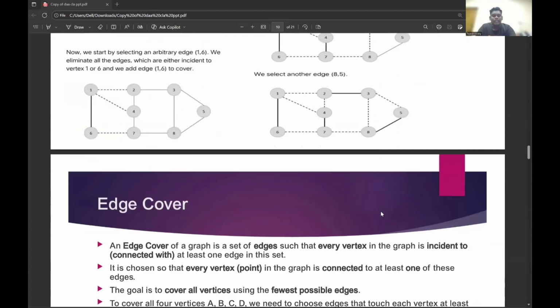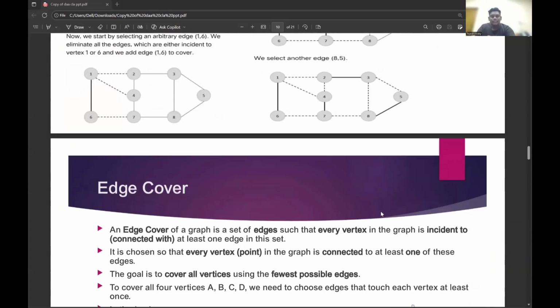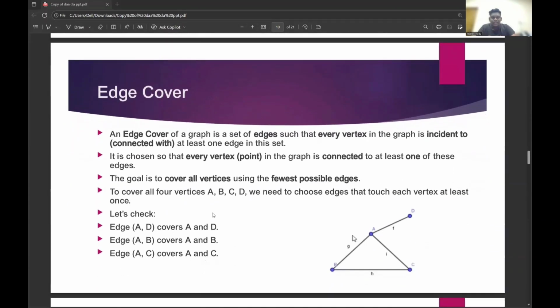And let's go to the edge cover. Edge cover is nothing but the opposite idea of vertex cover. An edge cover is a set of edges such that every vertex is connected to at least one of the selected edges. Instead of covering edges, we are now covering vertices.